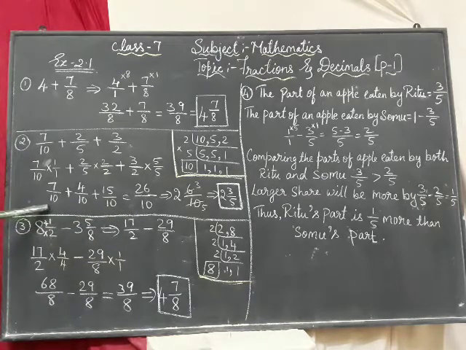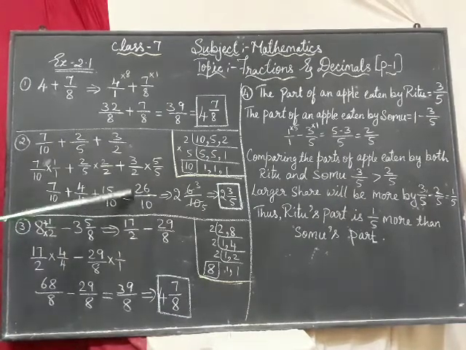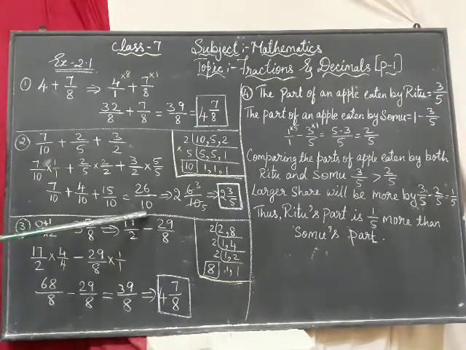Once we change into the like fractions, we should not add the denominator. It should be as it is. Then only add the numerator. Once we add this, we are getting 26. And this is an improper fraction. Change it into mixed fraction.